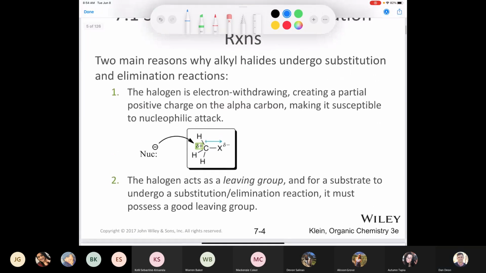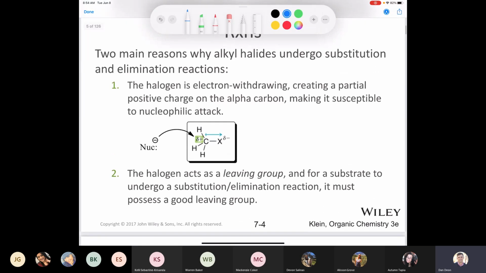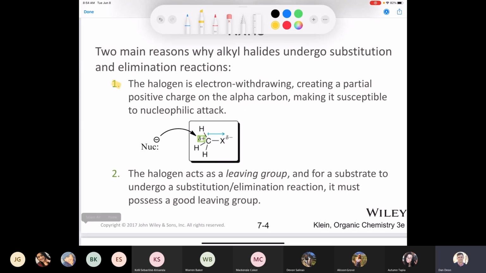So the reasons why alkyl halides can undergo these substitution and elimination reactions, I bet you could have explained these to me already, but I have them here on a slide just to put it down on paper for you. The first one is that the halogen is electron withdrawing, right? There's no mystery there. I'm not telling you anything that you don't already know. We've looked at dipoles a billion times.